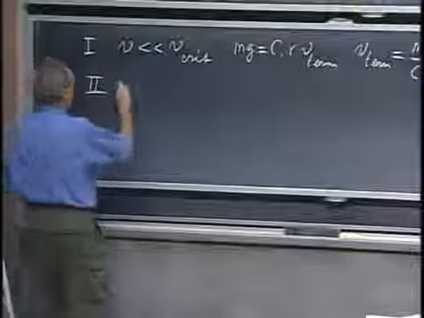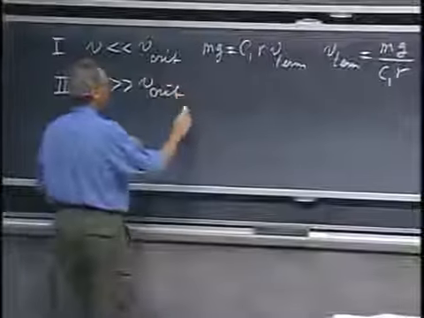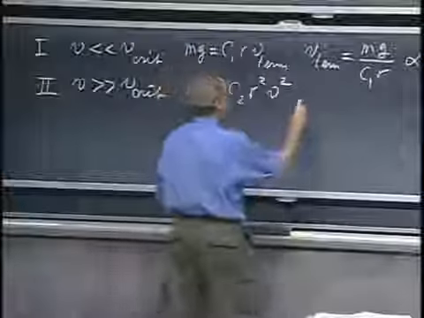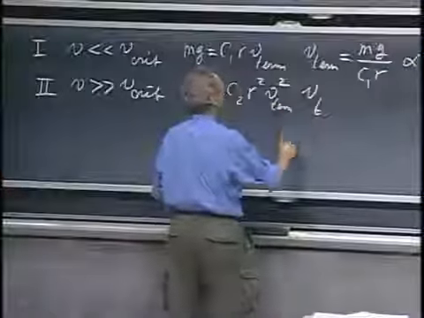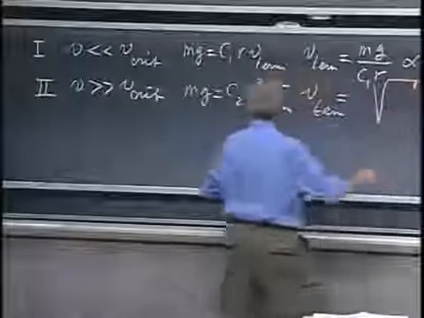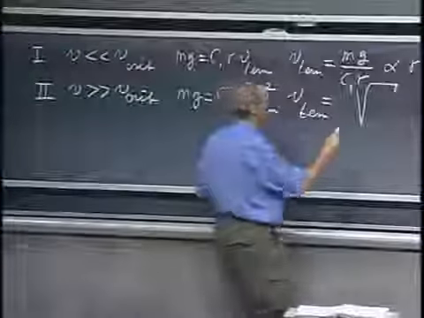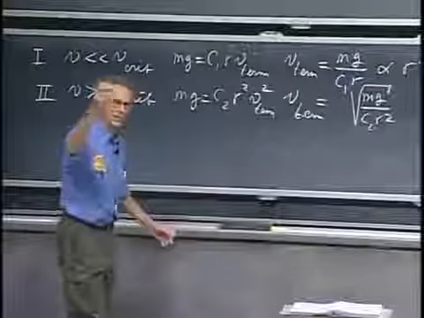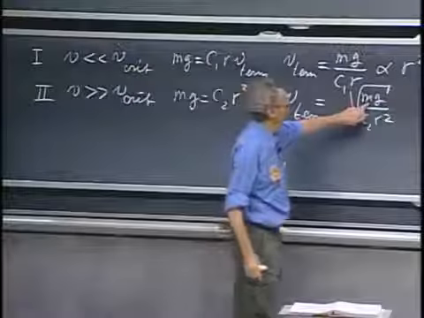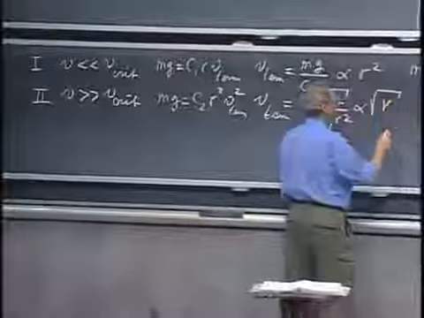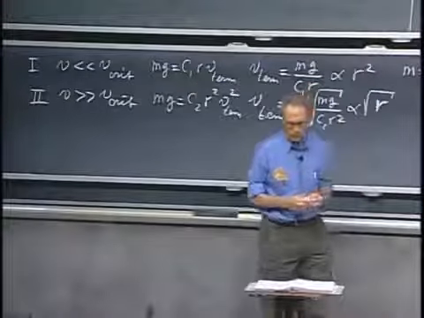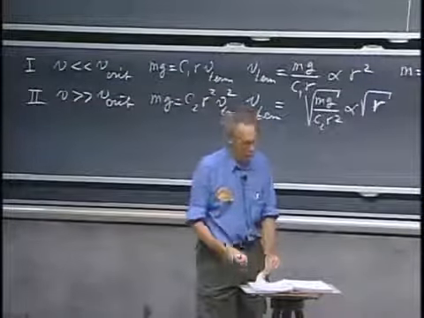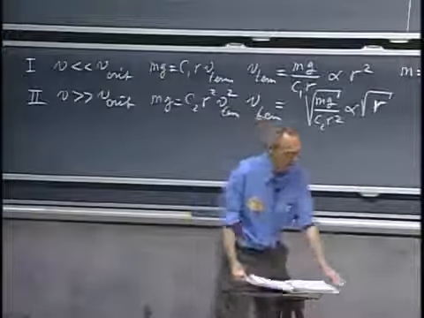Regime 2 is the case when v is much larger than v critical. So then mg equals c2 r squared v squared. This is the terminal velocity. So the terminal velocity is then the square root of mg divided by c2 r squared. And if you take objects with the same density and you compare their radii, m is proportional to r cubed, so this is now proportional to the square root of r. So this separates these two regimes, and we will see examples of that, that sometimes you really work exclusively in one, or sometimes you work in the other.